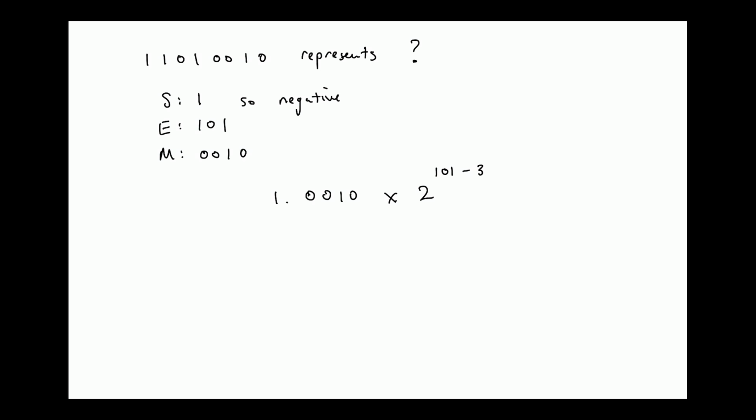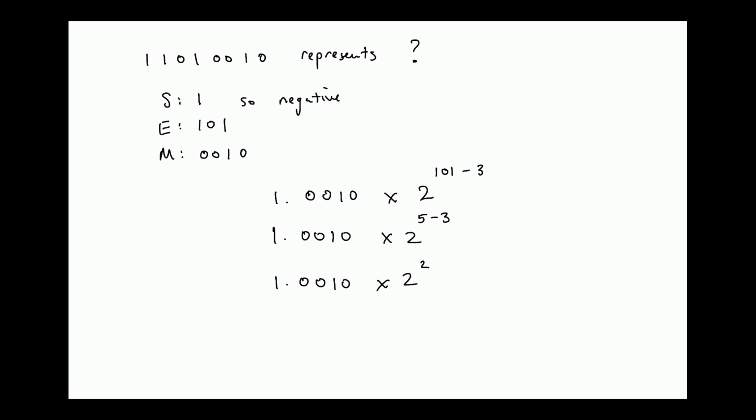Okay, so I'm going to write 1 point mantissa times 2 to the exponent, but I have to take away 3 from the exponent because when I encoded these things, I had to add 3. So I've got to do the opposite of that process. So what does 101 look like in binary? Looks like 5, right? And if I take 3 away from that, what do I have? Okay, 5 minus 3 is 2 last time I checked.